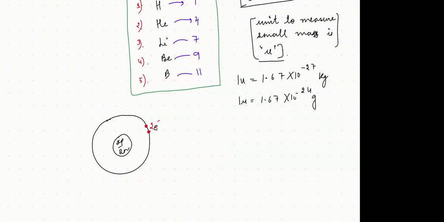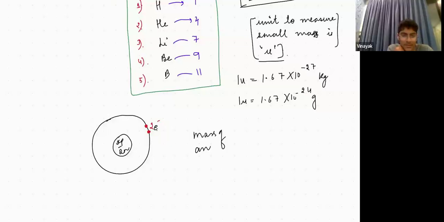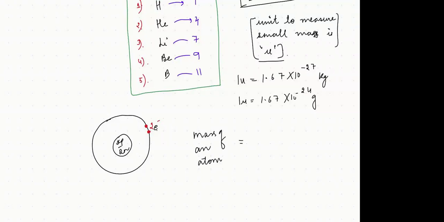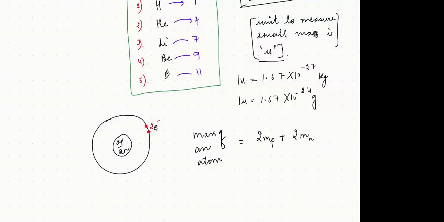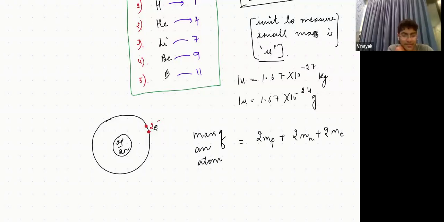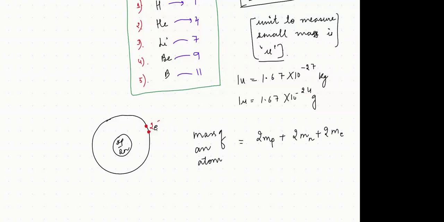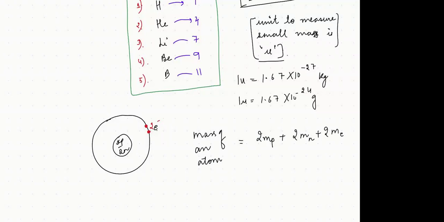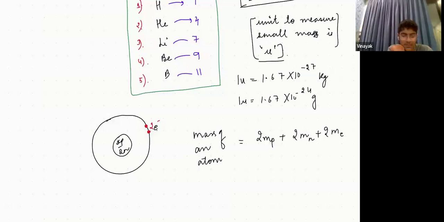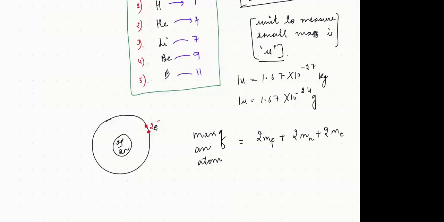If I ask you what is the mass of an atom, it would be 2 times mass of proton plus 2 times mass of neutrons plus 2 times mass of electron. But we know that the electron has very little mass, and that mass is too negligible. So if that mass is extremely negligible, this shall be cancelled out.